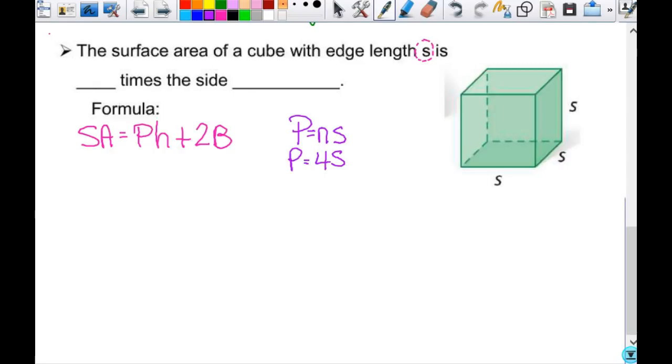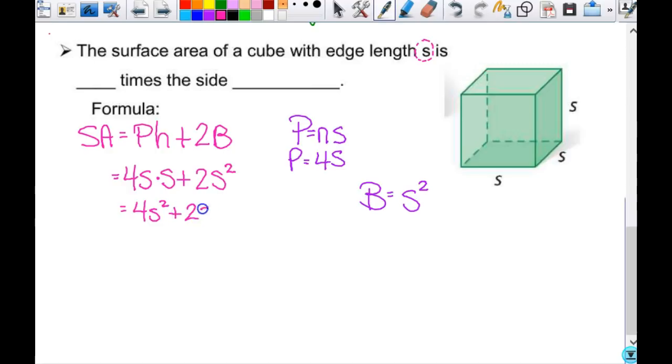And then I got to find big B. Well, either you know the area formula for a square. What is it? It's base times height, right? Which is s squared. So you have big B and you have the perimeter. So we can come up here and plug it in. I get the perimeter, which is 4s, times what's the height of the prism? S, plus 2 times big B, which is s squared. So what's 4s times s? 4s squared plus 2s squared. So what's your surface area? 6s squared.